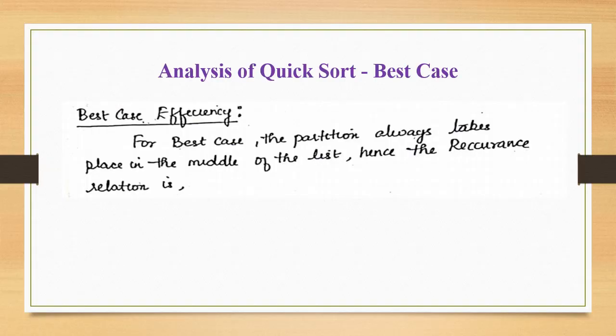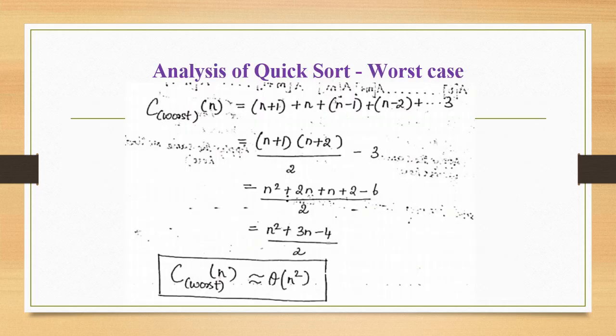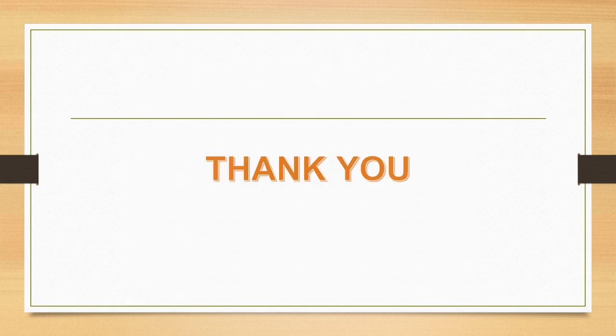So now we are going to analyze the quick sort best case analysis. The best case for quick sort is given here, and the worst case is big theta of n square. So that's all about quick sort. Thank you.